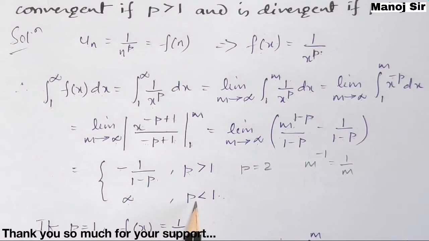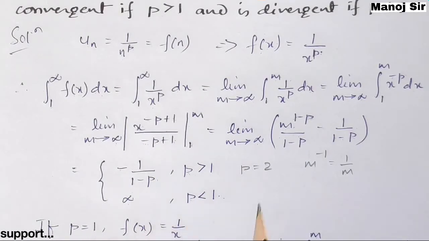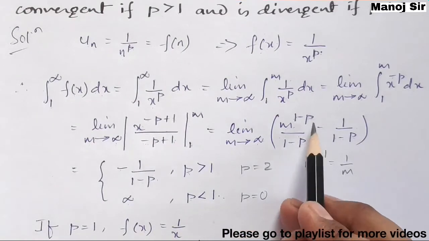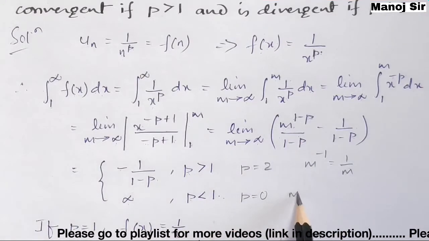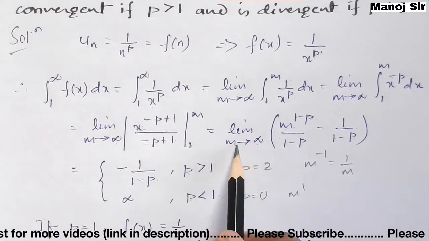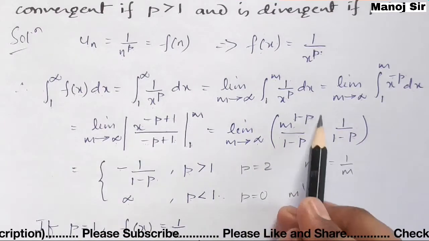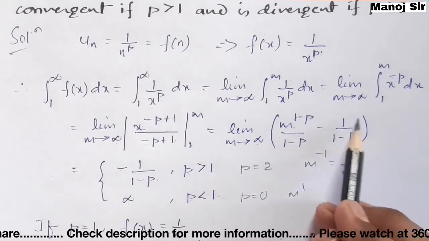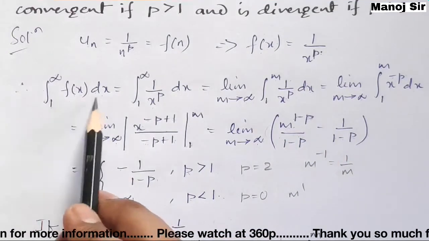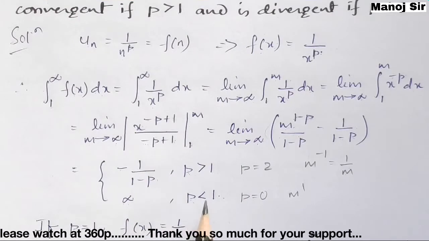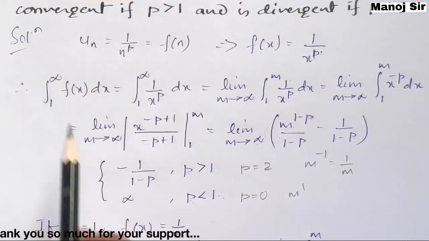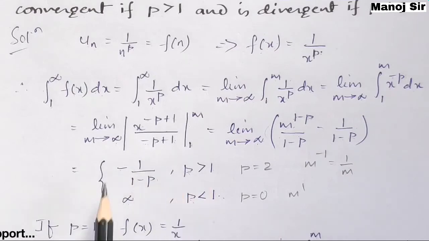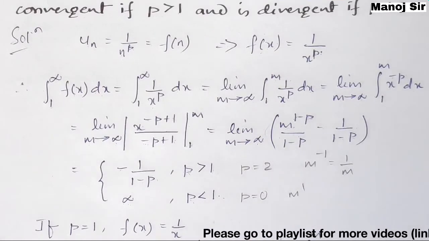Now let us see what happens when p is less than 1. Let's suppose p is 0, which is less than 1. So if you put p equals to 0, here we have m to the power 1. Now if you put the limit, that is m equals to infinity, this part is going to be infinite, and infinite minus anything will become infinite. So the integration becomes infinite when p is less than 1. So the integration becomes finite when p is more than 1, and the integration becomes infinite when p is less than 1. But what if the value of p is equal to 1?